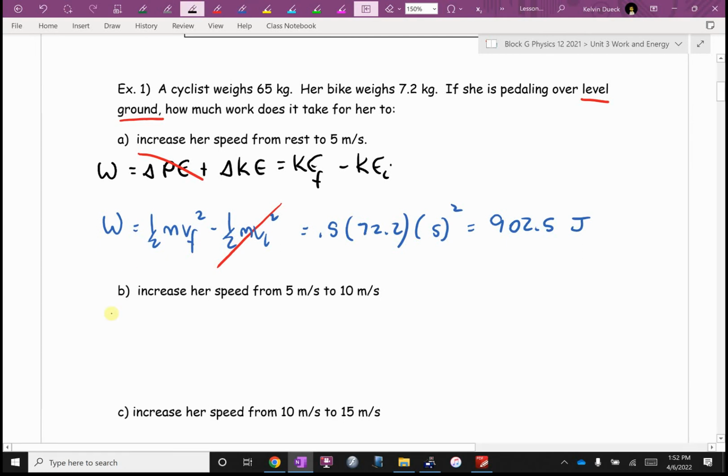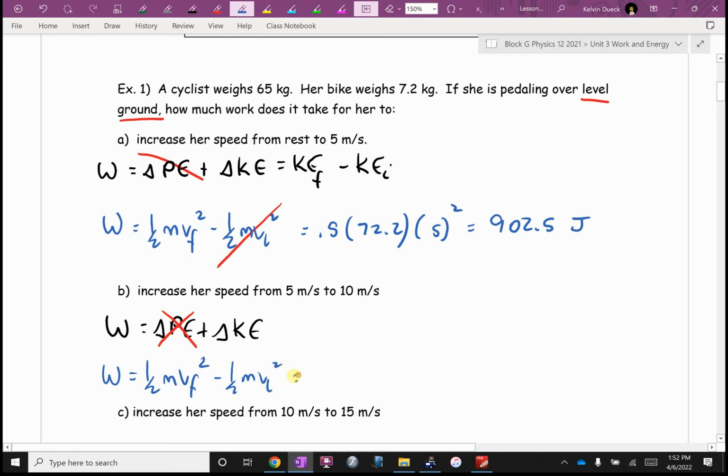So again, my brain, don't write this down. I would start out by going, work is force times distance. I would say, I don't see a force or a distance. It's also the area under a graph. Well, Captain Obvious, I don't see a graph. I would say work equals the change in potential plus the change in kinetic. Again, level ground, I would cross that out. I would say to myself, what's change in anything? And so this is going to be a half m v final squared minus a half m v initial squared. And this time, none of these are 0.